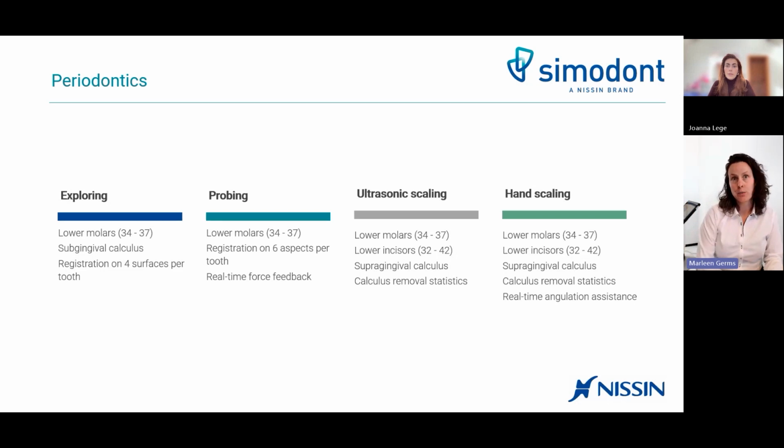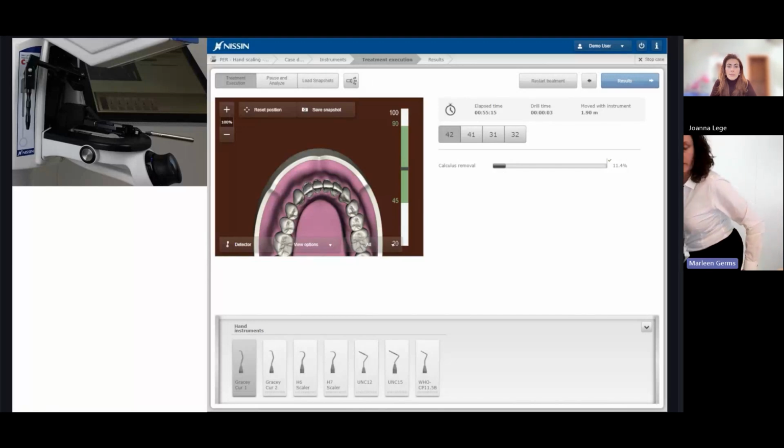For ultrasonic scaling, we have introduced a new case with the lower incisors in the 4.22 release, where you can scale away some supragingival calculus. And of course, the calculus removal statistics are of added benefit here. Also for hand scaling, we introduced a lower incisors case, and I'm now going to move to the Simodont to show you a bit more about that. So I'll first show the touchscreen.